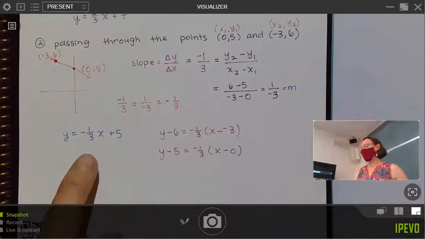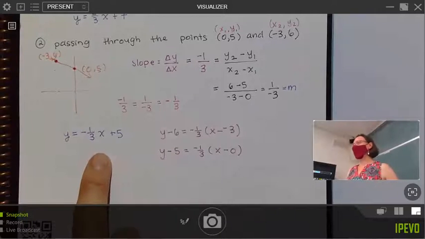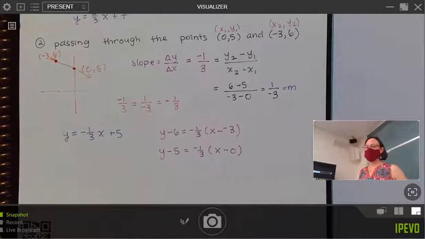I know this is the one that tends to feel more like the equation of a line, but they are all the equation of a line. Good times.